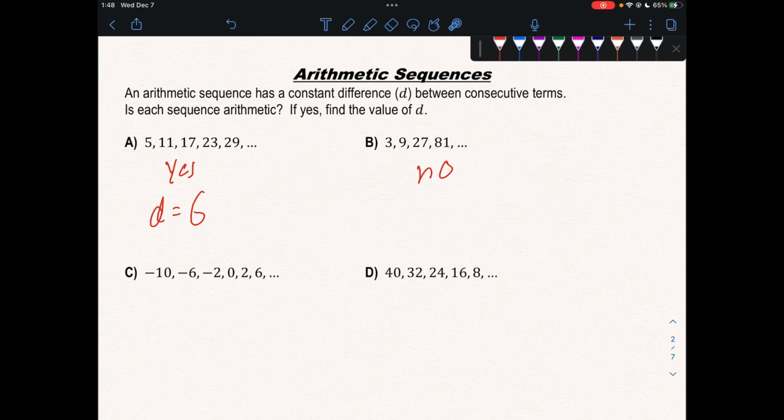Third one, add 4, add 4, add 2, add 2, add 4. So again, we're adding different numbers each time, so this would also be no. And the last one, subtract 8, subtract 8, subtract 8, subtract 8. Yes, this one is arithmetic, and our difference is -8.